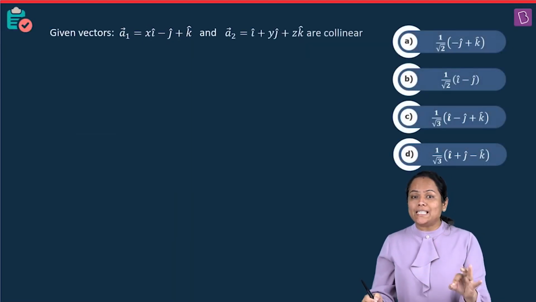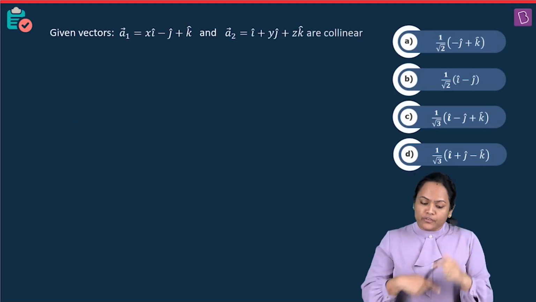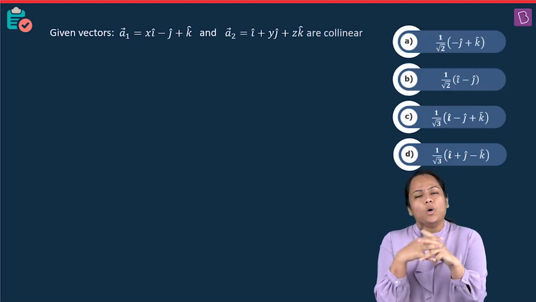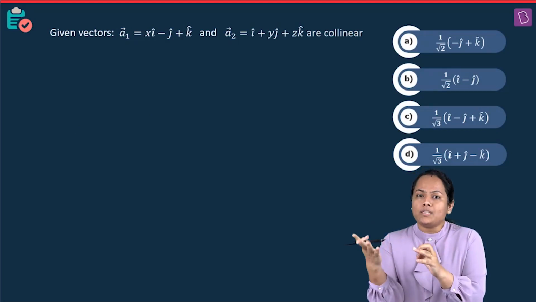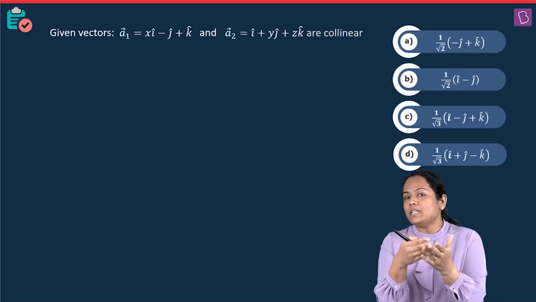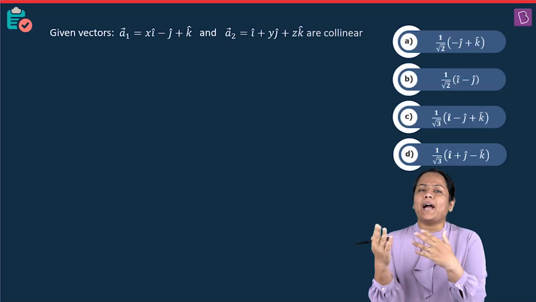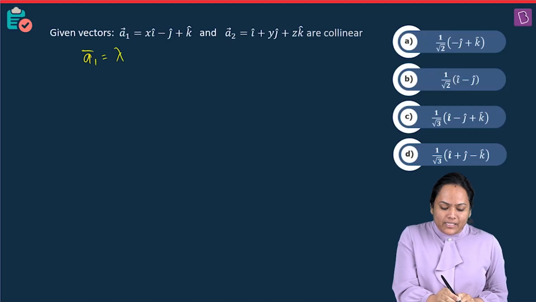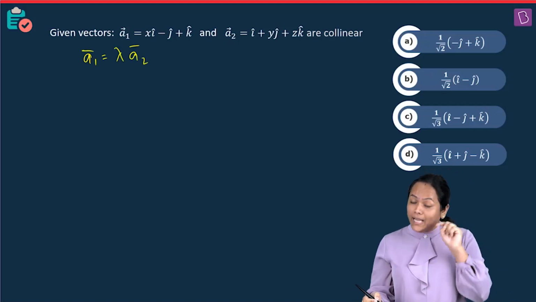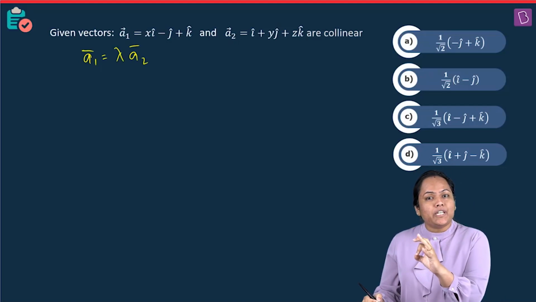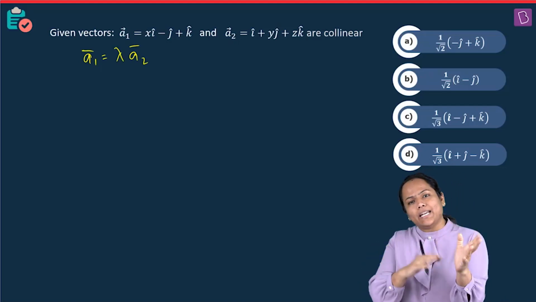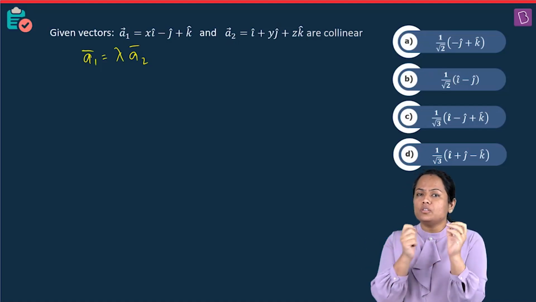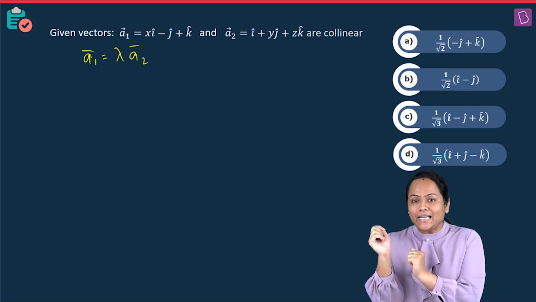What they have mentioned is that 2 vectors are collinear. So first of all, I'll apply the condition for any 2 vectors to be collinear. What is that? One vector is equal to a constant times another vector. They will be either in same direction or in opposite direction, and their magnitude will differ. So I can quickly say that my A1 vector, let's say, is equal to lambda times of A2 vector. And if that is the condition, I can substitute my A1 vector and A2 vector and get a condition between x, y, and z by comparing the coefficients of i cap, j cap, and k cap.